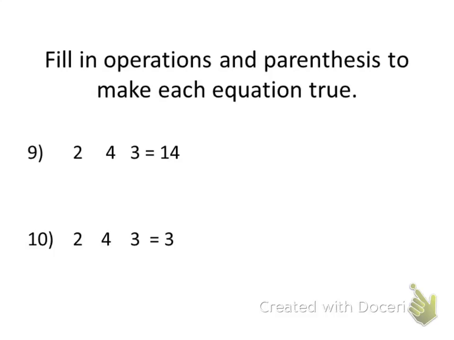Something for 9, okay. I have 2 plus 4 times 3. So if we were following the order of operations, would we do the addition first or the multiplying first? The multiplying. What is 4 times 3? So we have 2 plus 12. Does that give us 14? Yeah, so this works.